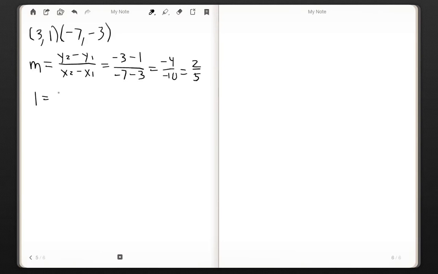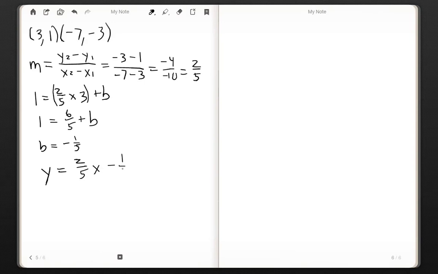So y of 1 equals m times x plus b. So b will be 1 minus 6 over 5, which is negative 1/5. Y equals 2/5 x minus 1/5. Okay.